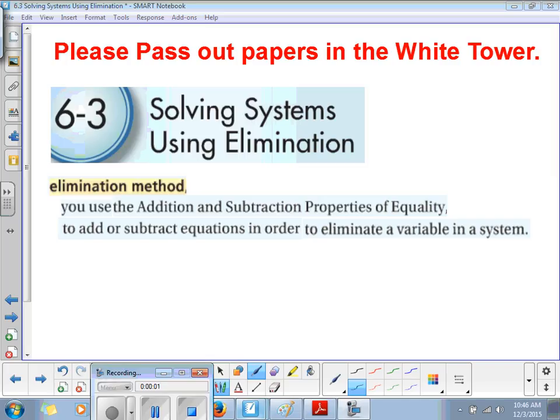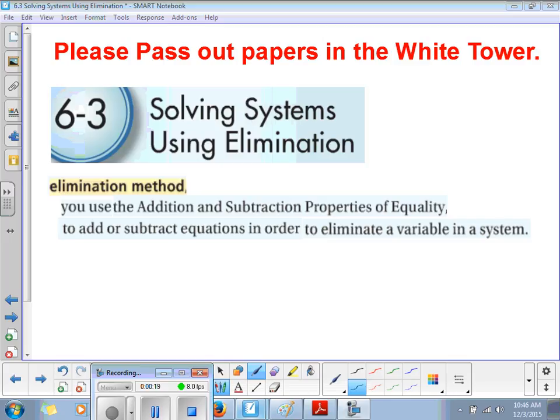Section 6.3 is solving systems using elimination. When we're using the elimination method, you use the addition and subtraction properties of equality to add or subtract equations in order to eliminate a variable in a system.